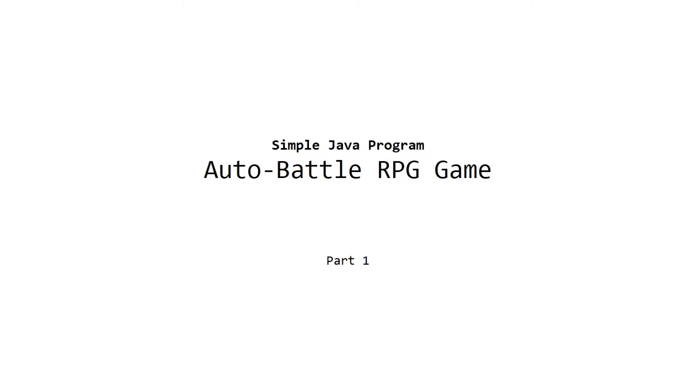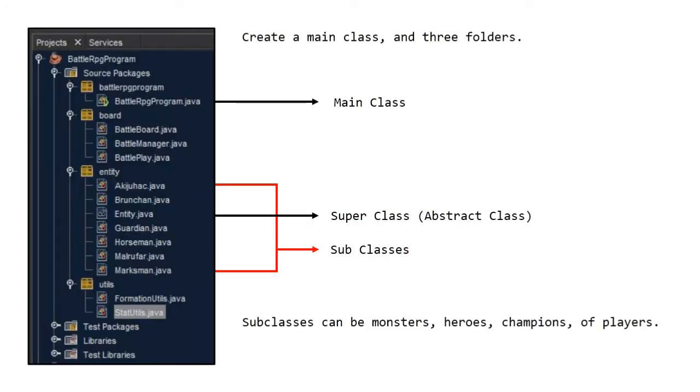Welcome to my channel. Here is the full code of how the Auto Battle RPG program was made. You will find the files here. There are 3 folders: Board, Entity, and Utils. BattleRPGProgram.java is the main class, Entity.java is an abstract class, and the rest are normal classes.